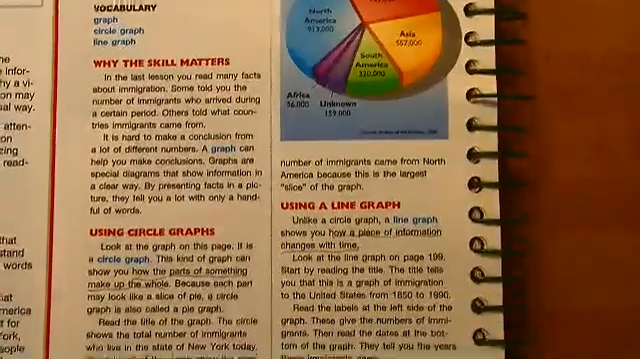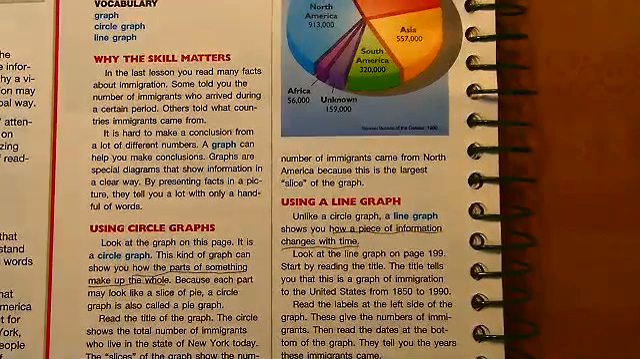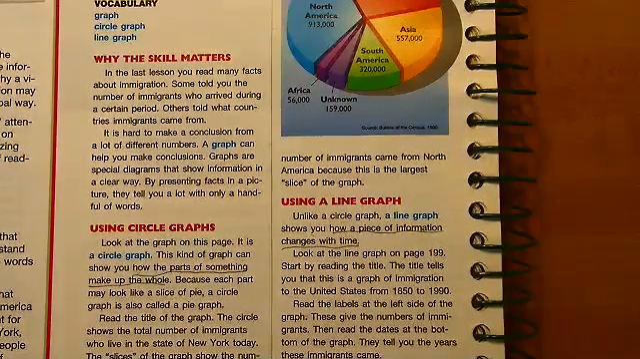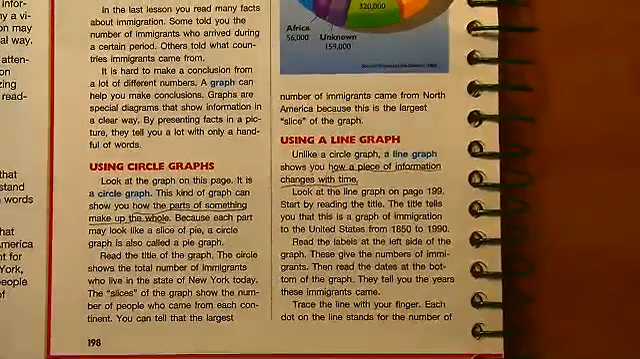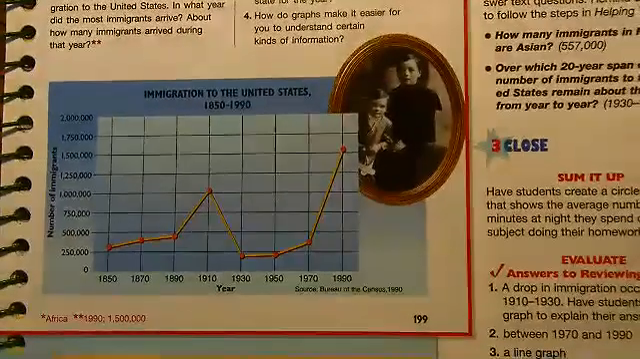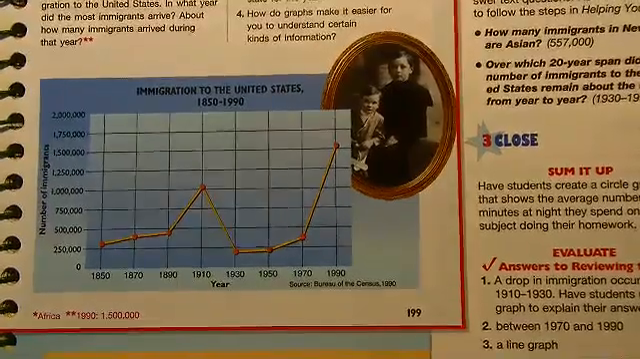Using a line graph. Unlike a circle graph, a line graph shows you how a piece of information changes with time. Look at the line graph on page 199. Start by reading the title. The title tells you that this is a graph of immigration to the United States from 1850 to 1990. Let me flip over there really quick for you to see it. This is the one they're talking about on the next page. Now you can have your book open to both pages. It's hard for me to do that.